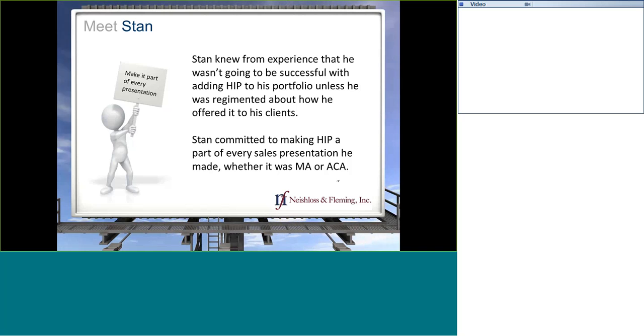But when Stan really looked back at the last 10 years, he determined that the only products he had been really, truly successful with in both helping his consumers and generating revenue were things that he was committed to, that was a part of every single sales presentation, so that he knew it backwards, forwards, and sideways. So the first thing Stan determined was he had to make hospital indemnity presentations part of every sales presentation he made, whether it was Medicare Advantage, ACA plans, or anything else that he was doing. That was going to be a key portion of what he talked to consumers about.